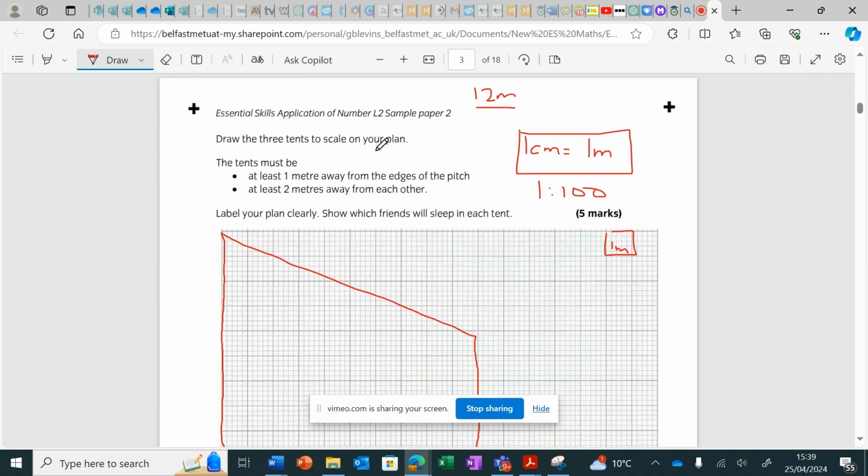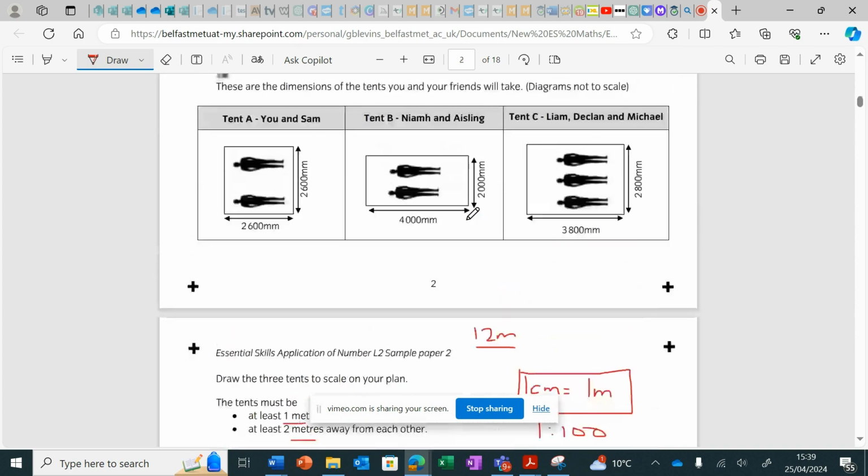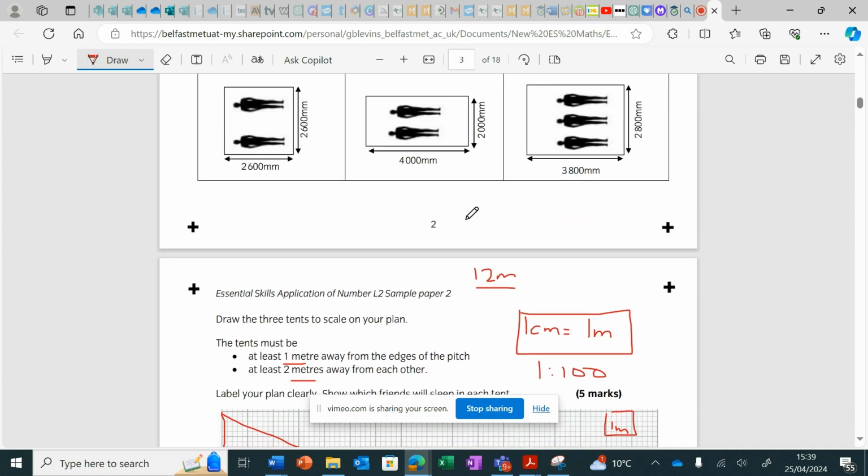Next, it says we've got these tents. It says I've got to draw the tents on the scale plan. They must be 1 meter away from the edge of the pitch and 2 meters away from each other. So we'll draw this little one first. It's 2,600 millimeters. Now my scale is in meters, and these are currently in millimeters. I'd have to change them to meters because I've got to work in the same units. And to change millimeters to meters, I divide by 1,000. That gives me 2.6 by 2.6, 4 by 2, and 3.8 by 2.8.